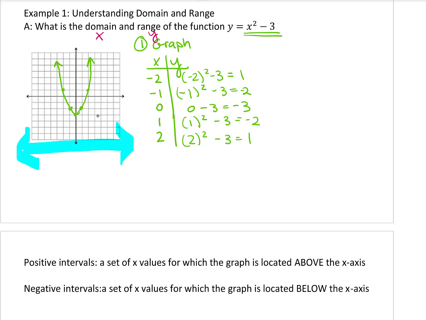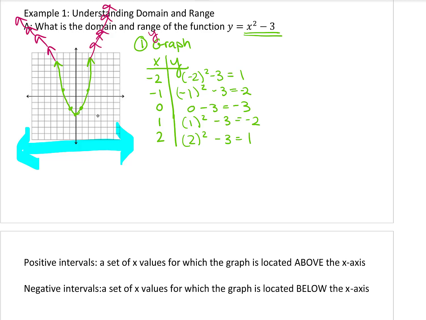Now this graph goes on forever and ever. So that means that if I choose an x value that's really, really small, it does have a y value. It's just way up here. So high, it's off my graph. But it does actually have a point. We can't actually graph every single point, or else we'd be graphing forever and ever.